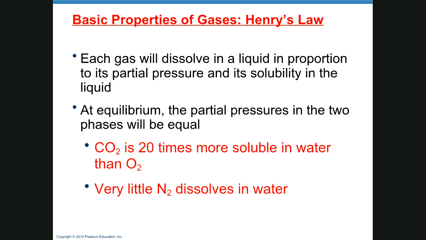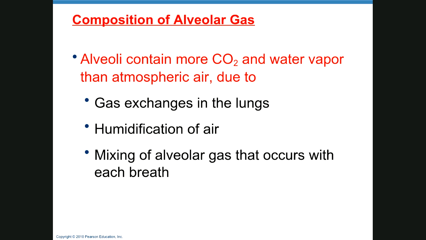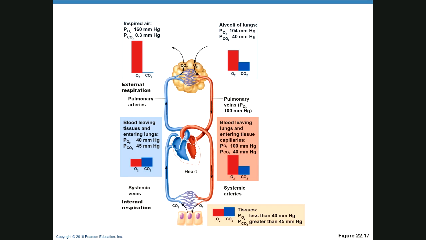CO2 is actually a very important gas when it comes to exchange of gases, respiration, and ventilation. CO2 is a lot more soluble in water than oxygen. Nitrogen is very little soluble in water, and that's why it doesn't go into the blood. Okay. Alveoli contain more CO2 and water vapor than atmospheric air, and that is due to the mixing of the gases that occurs at each breath, and we'll explain that.